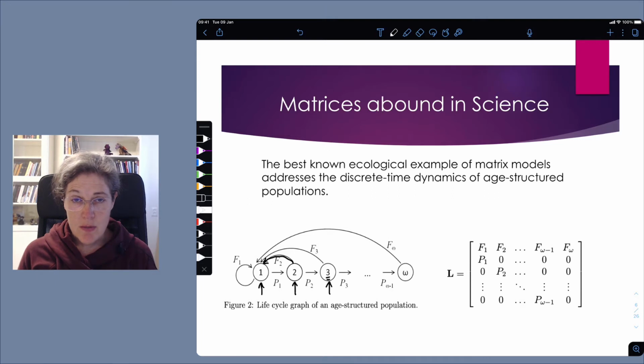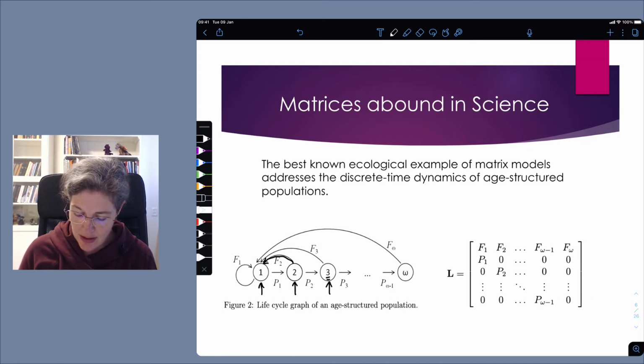And one of the things you might want to know is, if you have a population like this, how is it going to evolve? So we have looked a little bit at evolution of populations, for example, with our dynamics of the hare and the lynx. But this is a different situation where we're actually going to end up needing a matrix.